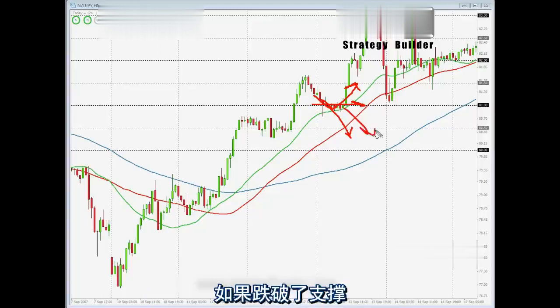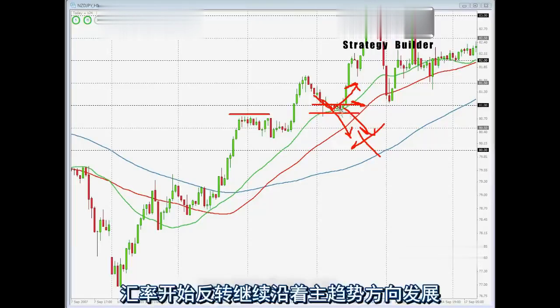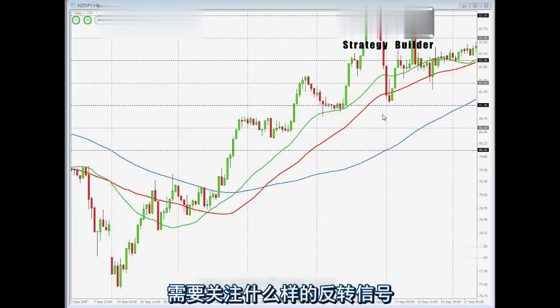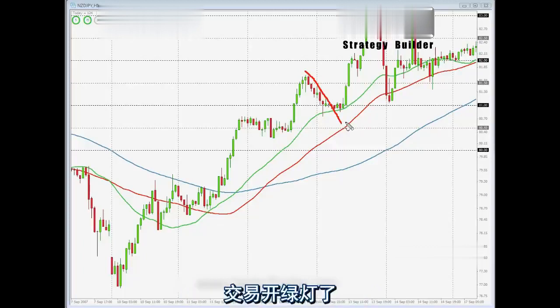If it breaches through, you don't want to take any entry. And if that level of confluence of support holds price above it, and if it begins to turn around, how can I search for an entry? What type of reversal formation can I profit from? Has my retracement trend line given way? Great, that's always green lights. That's always a big plus on my list.